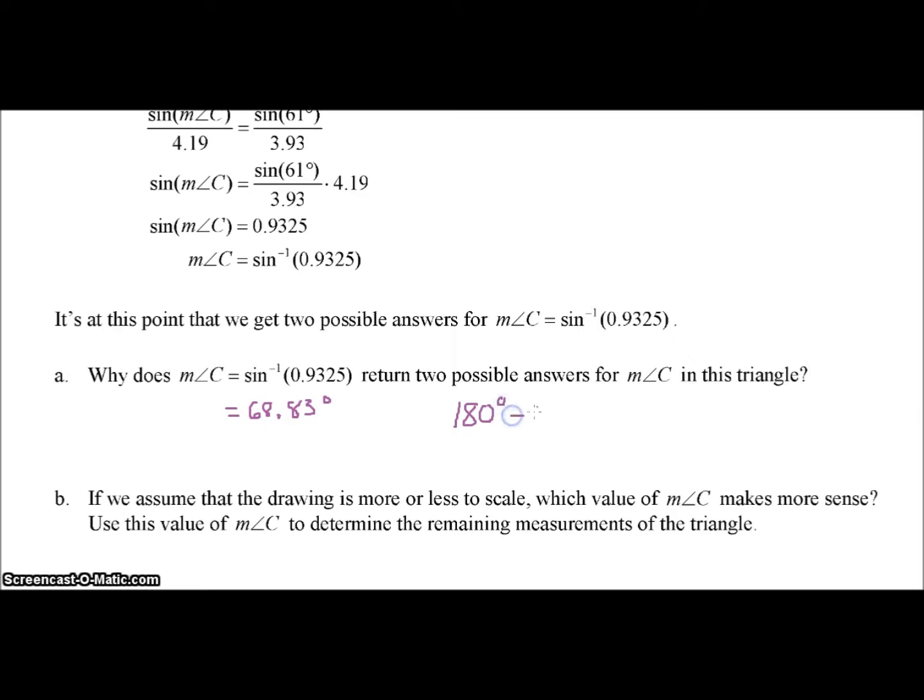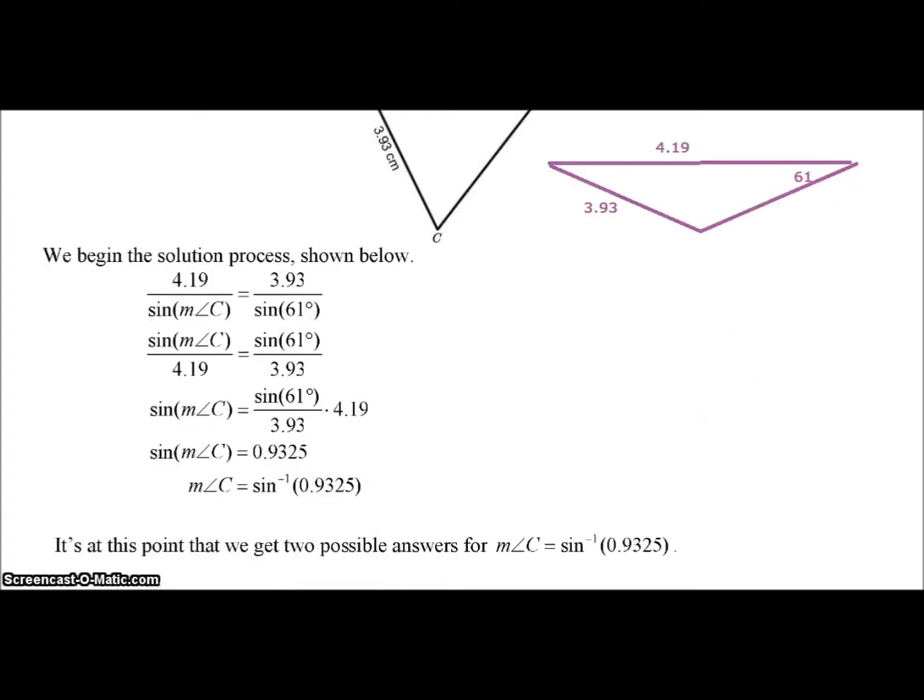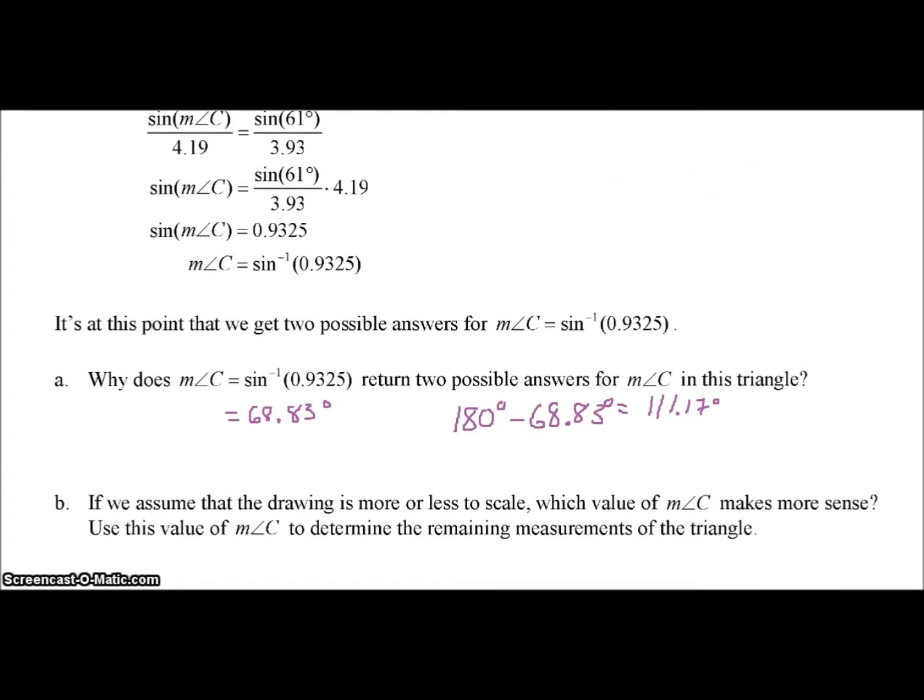So to find the other possible one, let's do 180 minus 68.83. Get 111.17 degrees. If we assume that it's drawn to scale, then 68.83 is the best one.